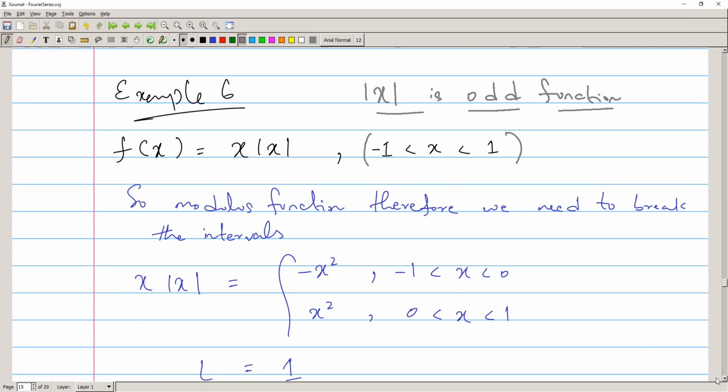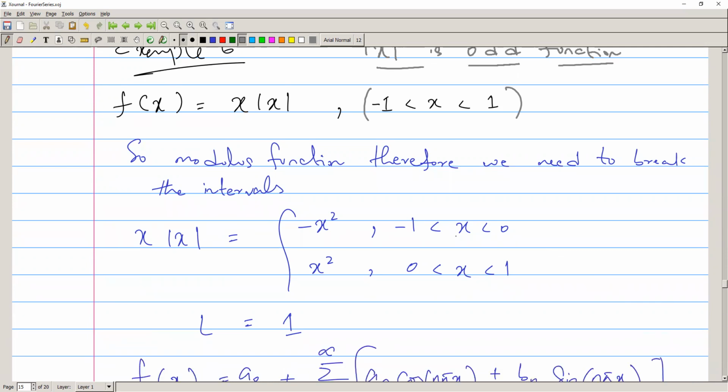Now we can break this interval, because from -1 to 0 it will be -x squared. This function means x times -x when x is from -1 to 0, and x times +x when x is from 0 to 1.